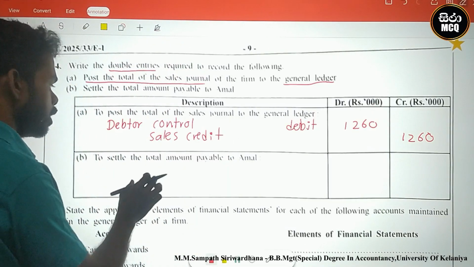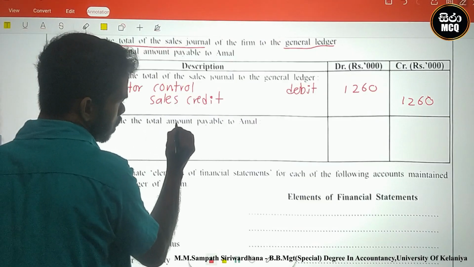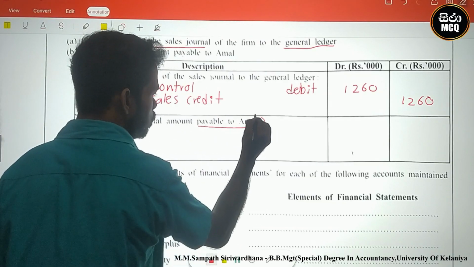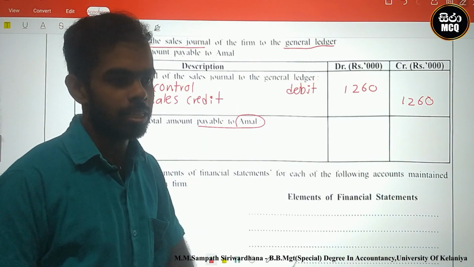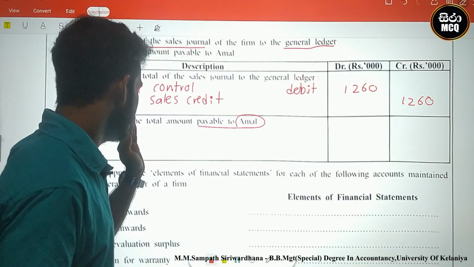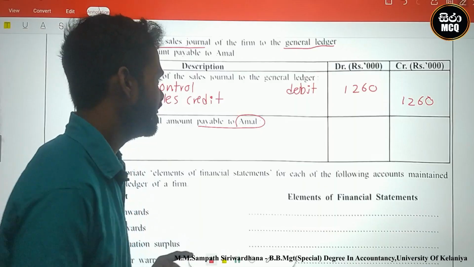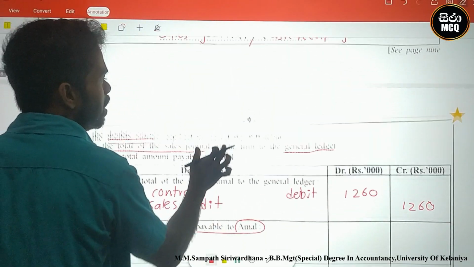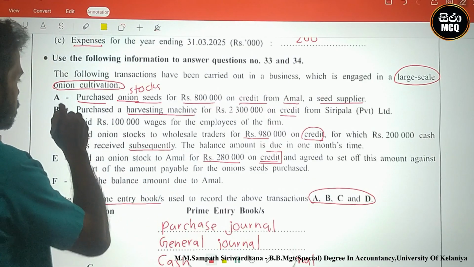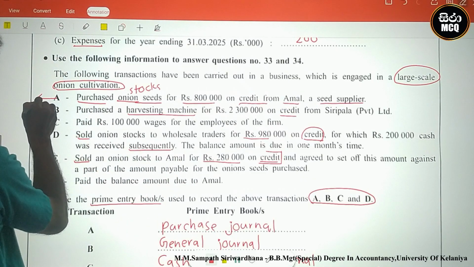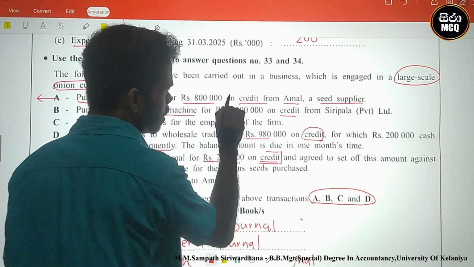What is the other requirement? The next requirement is to settle the total amount payable to Amal. There is a settlement. Settlement means closing the total amount payable to Amal. We must find the Amal transactions. Okay, let's see. Firstly, look here. The first transaction is related to Amal. Purchased onion seeds 800 on credit.